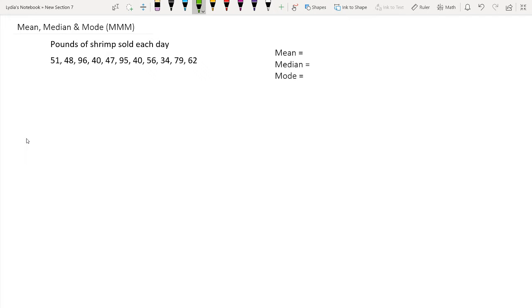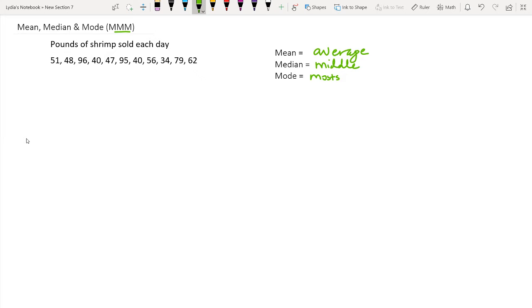In this video, we're going to talk about mean, median, and mode, MMM. Mean is just a fancy word for finding the average. The median is the middle. It used to be that there were medians on highways. Now we need the extra space for the extra lanes. And the mode is a number that repeats the most.